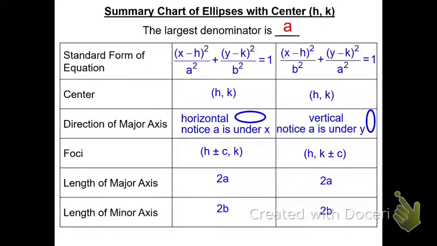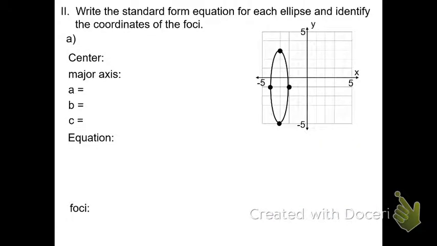Now in this video, we're going to look at, given the graph, how do we come up with the equation and the location of the foci. So let's take a look. Here I've got a graph of an ellipse already drawn. What do you notice?